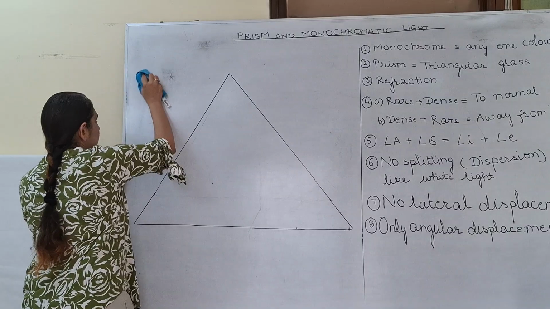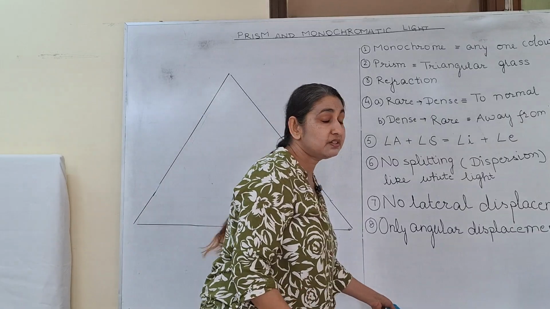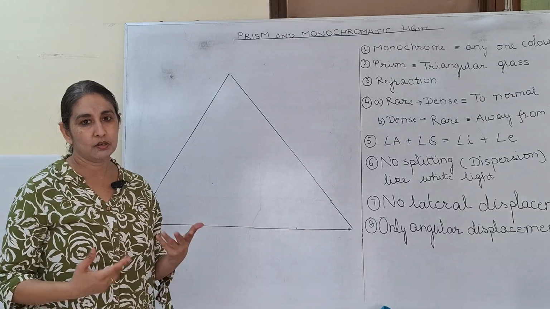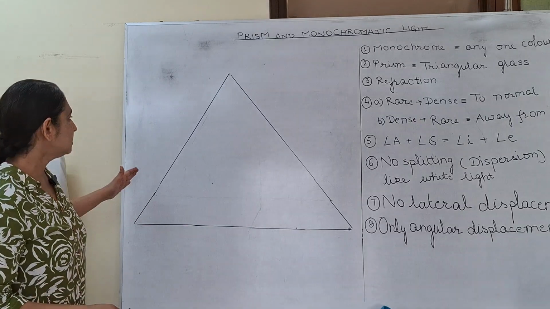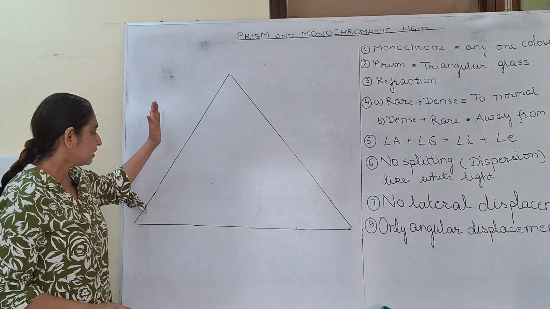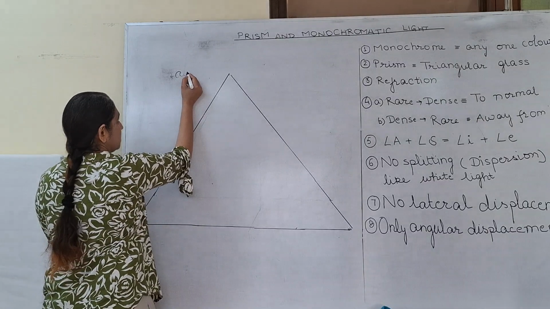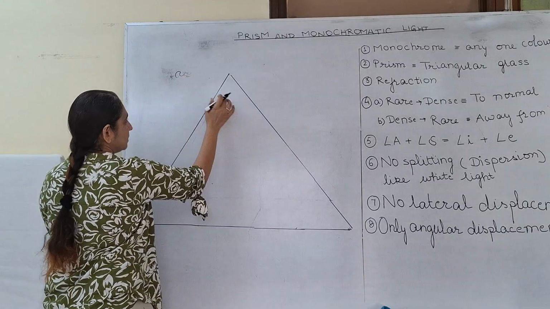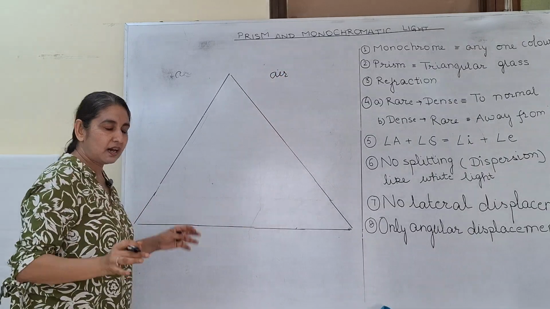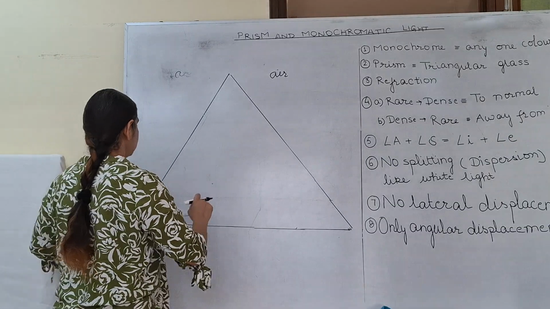Now we have to see what happens to this monochromatic light if it falls on the prism. First of all, it is very clear it will go inside because of the transparent medium. बस just imagine कि वो refract होगी. क्यों? क्योंकि medium change हो रहे हैं. यहाँ it is air, यहाँ it is glass, and here again it is air. So let's start drawing step by step what happens to this monochromatic light.